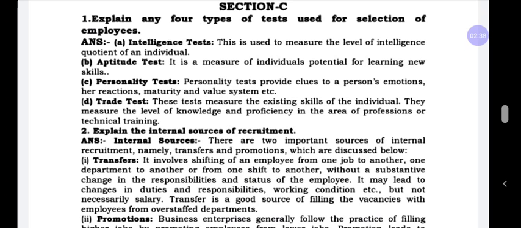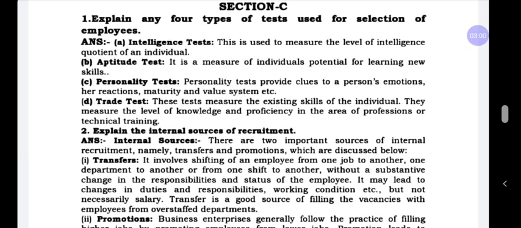Next one, personality test. The name itself indicates checking a person's behavior or emotions, or even maturity and value system. This is all regarding personality factors. The employer will check the personality of the candidate.